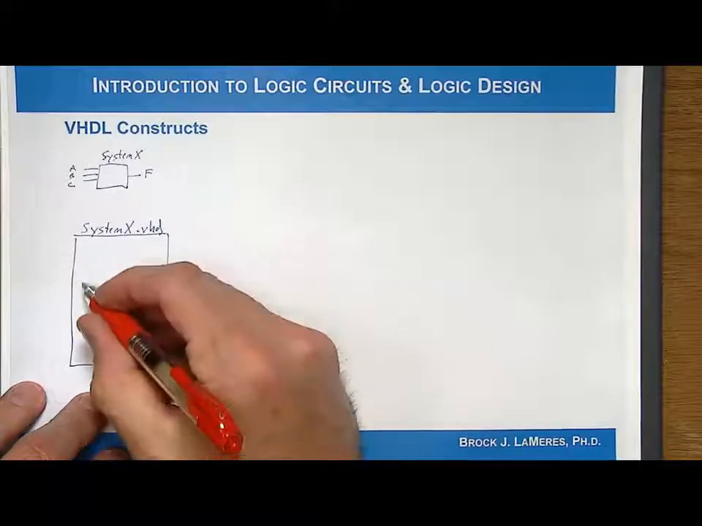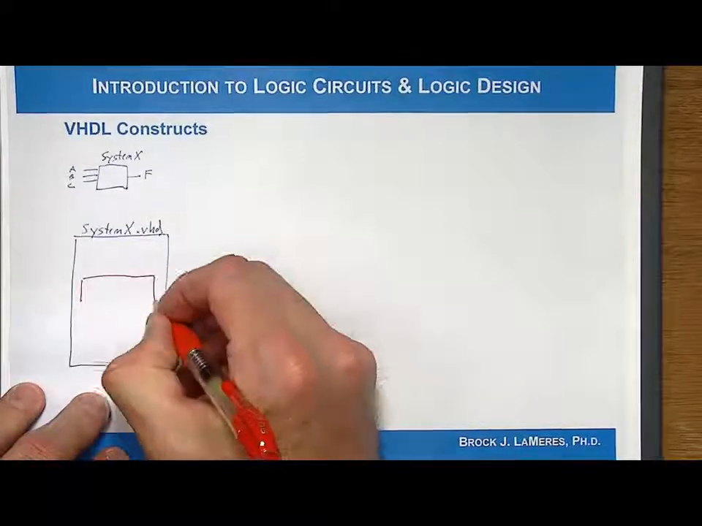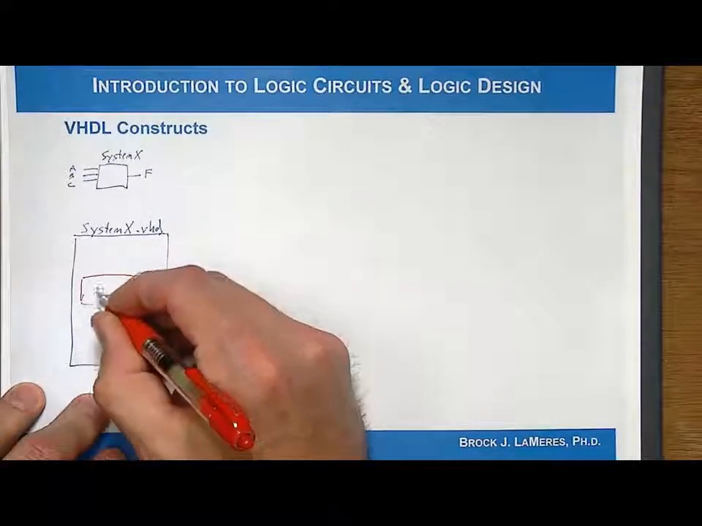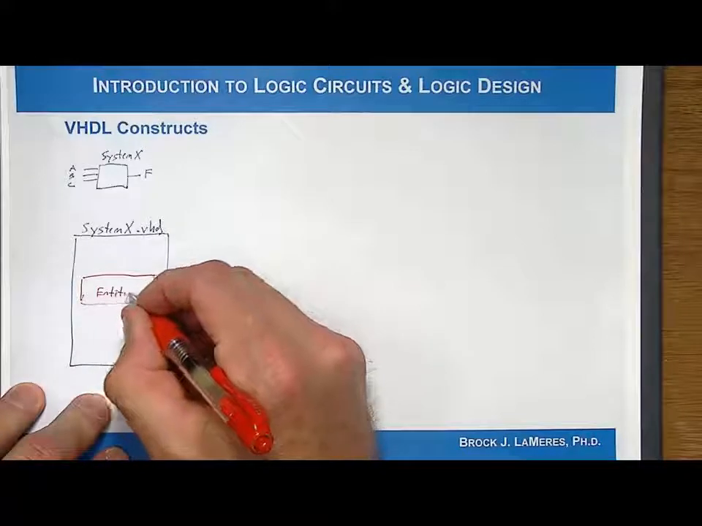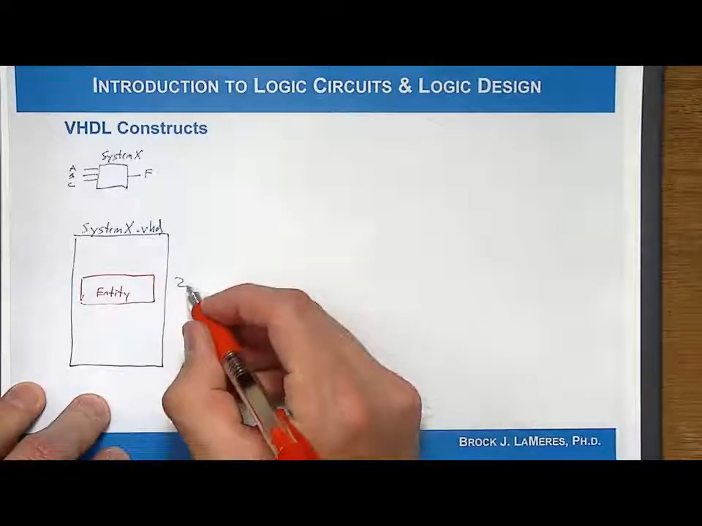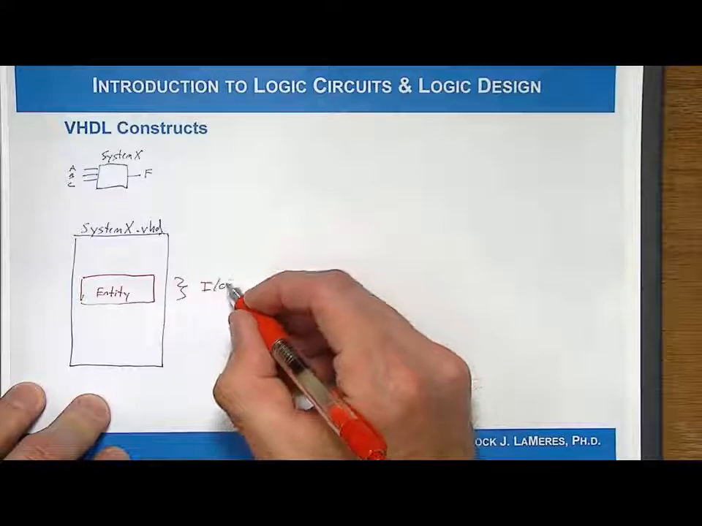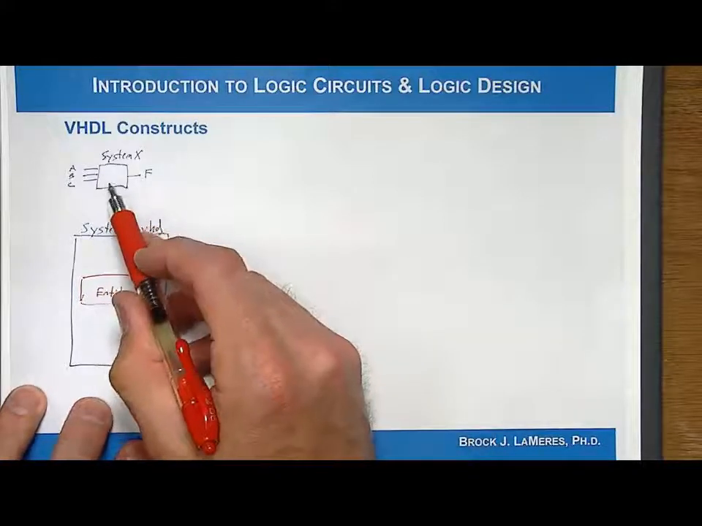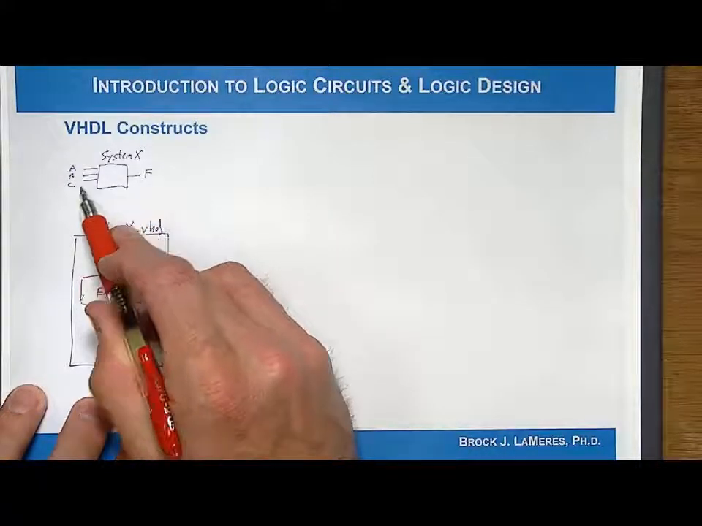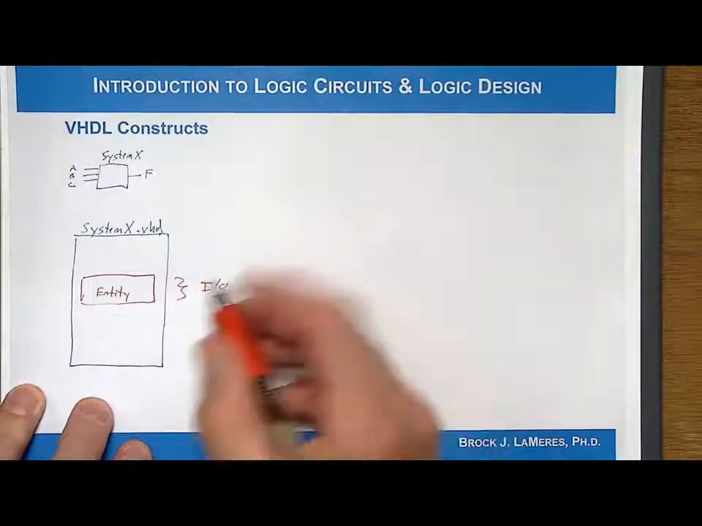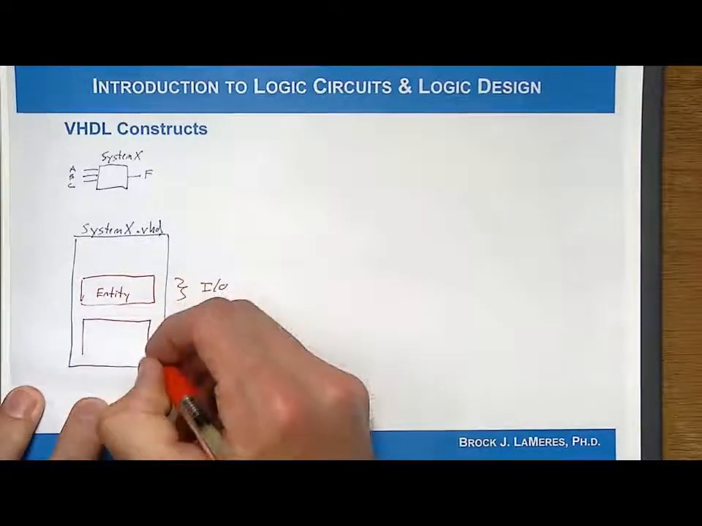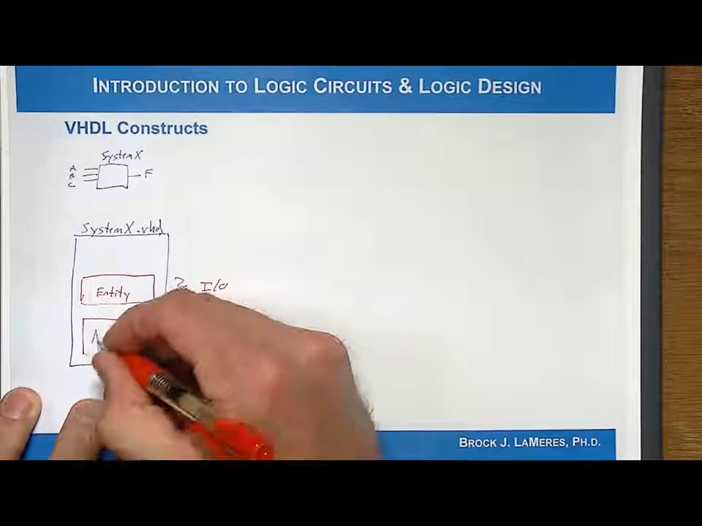So the first one is going to be what's called the entity. And in the entity, this is where you describe all the inputs and the outputs. So this is basically the I/O. So we would describe that it had three inputs called A, B, and C, and it had an output called F. Then you're going to have another section which is going to be called the architecture.